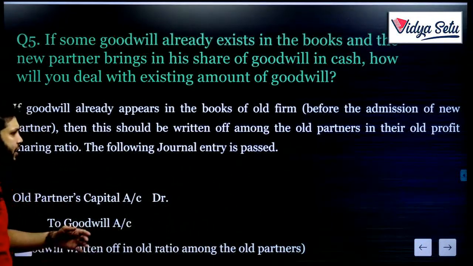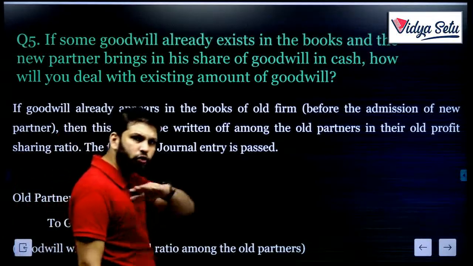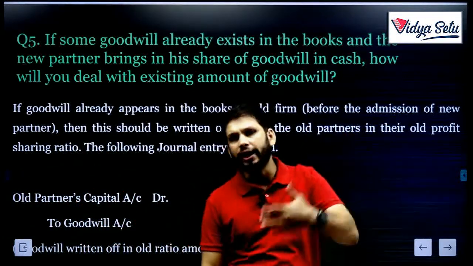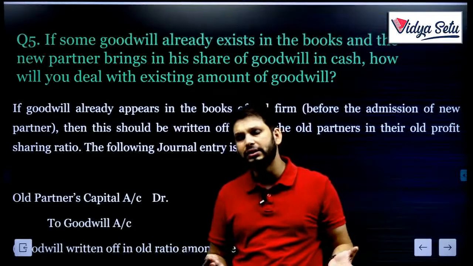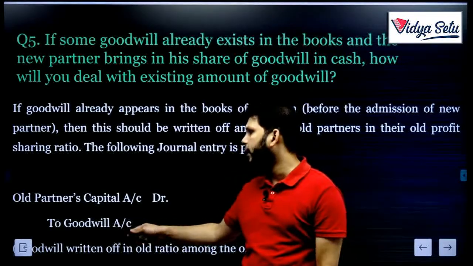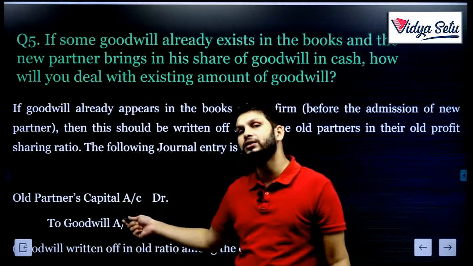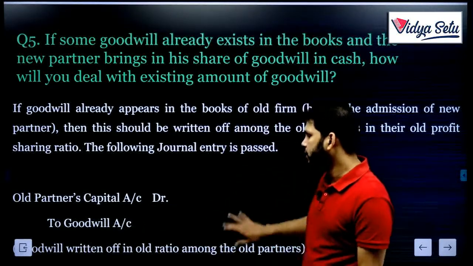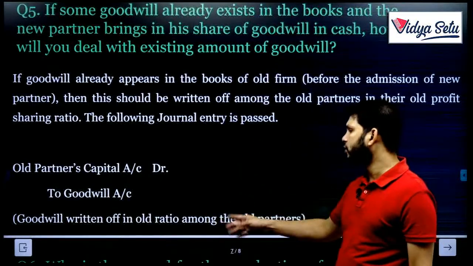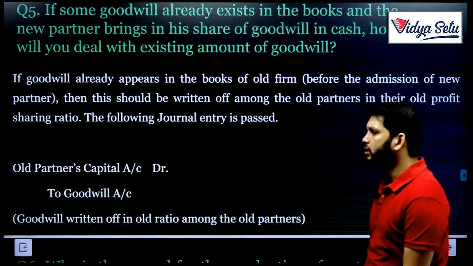The following journal entry will be passed. See, goodwill is an asset. To write off an asset, we need to credit. Okay, assets have debit balances. To write it off, we need to credit. And who will bear this loss? The partners. So the old partners' capital accounts will be debited. So goodwill is written off in the old ratio among the old partners.